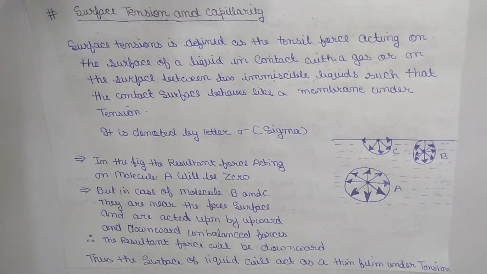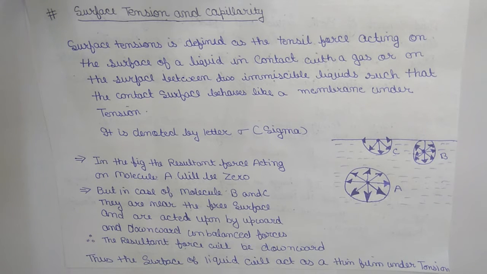Moving on to another topic, that is surface tension and capillarity. Surface tension is defined as the tensile force acting on the surface of the liquid in contact with a gas or on the surface between two immiscible liquids such that the contact surface behaves like a thin membrane under tension. It is denoted by the letter sigma.